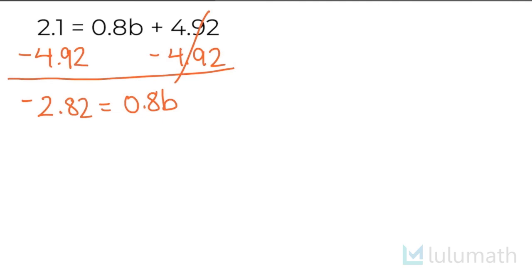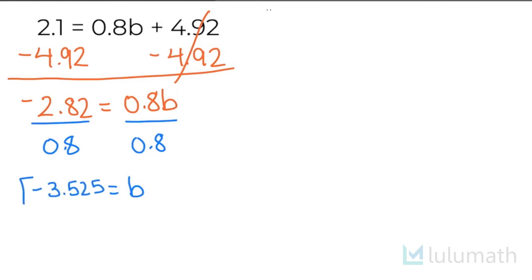Now, to get that b completely alone, I need to get rid of this 0.8. It's being multiplied, so the opposite of multiplication is division. So I'm going to divide both sides by 0.8. Because 0.8 divided by 0.8 is 1, I get 1b, or just simply b. And then negative 2.82 divided by 0.8 is negative 3.525. And this is my final answer.